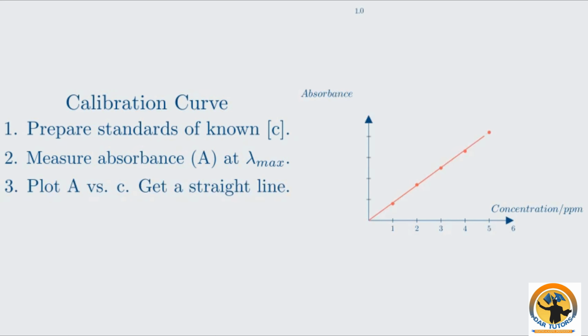This calibration curve is our tool. If we then have a solution of an unknown concentration, we measure its absorbance. We find that absorbance on the y-axis, trace across to the line, and then down to the x-axis to read the concentration. This technique has wide applications, from environmental monitoring to clinical chemistry.